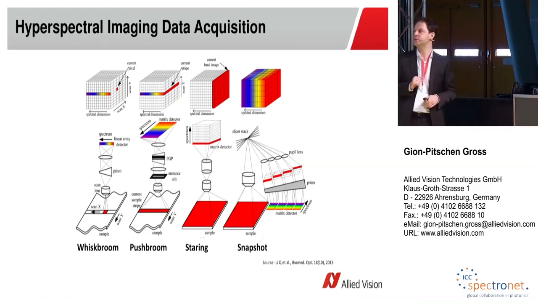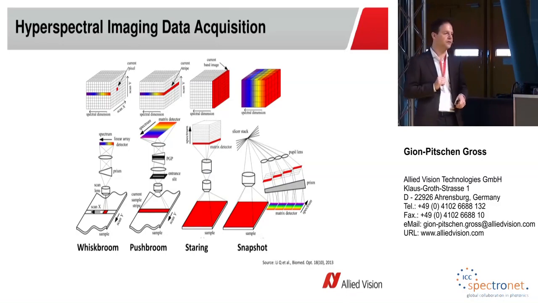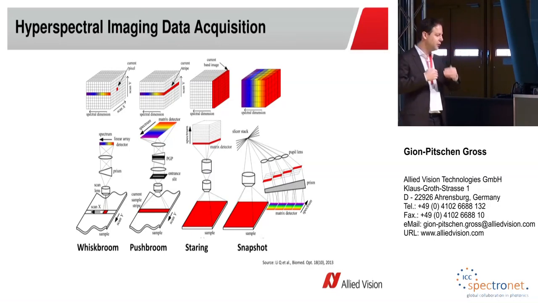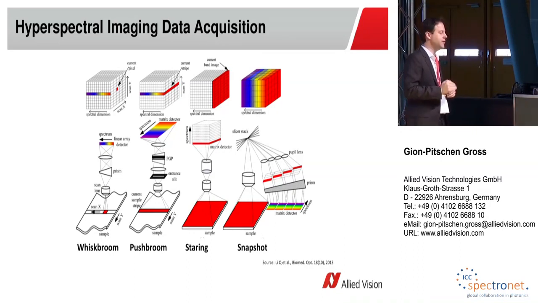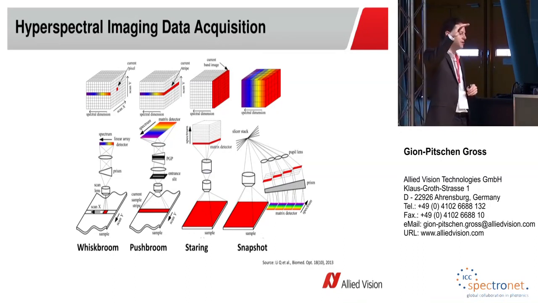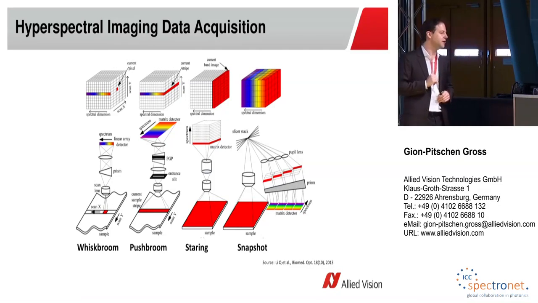Much more commonly used is the push broom method, which observes one line at a time. And I either scan the sample line by line, or the sample runs itself over this line. And the line is then refracted onto an area sensor, and in this way I build up a so-called hyperspectral data cube.